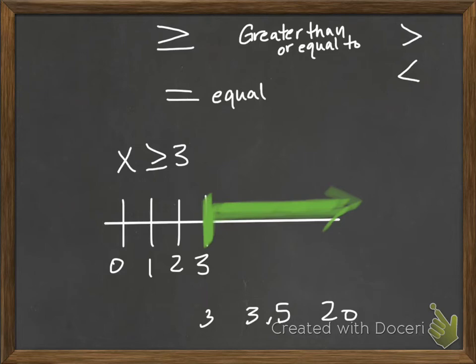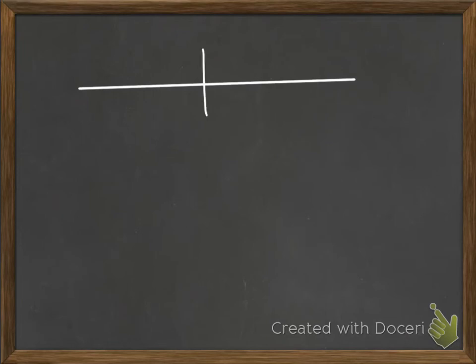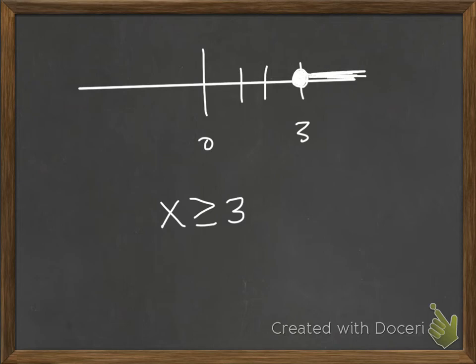A lot of times when you see this in math problems, they do this. So here's your number line: 0, 1, 2, 3. If they say x greater than or equal to 3, what they do is they draw a circle and they fill it in. And then they would draw a line this way. So that's x is greater than or equal to 3.